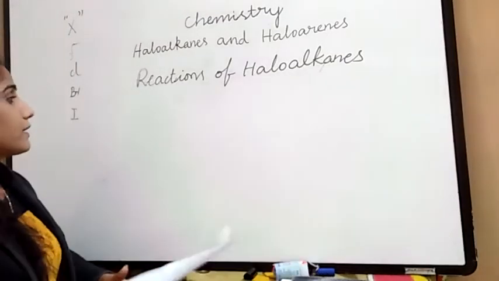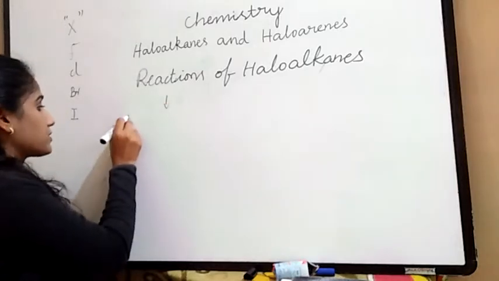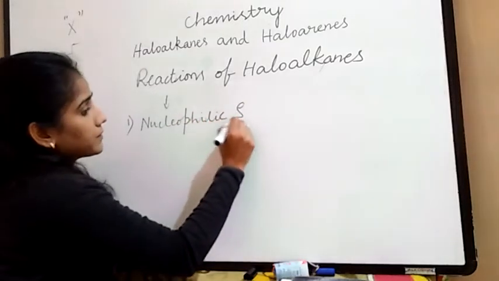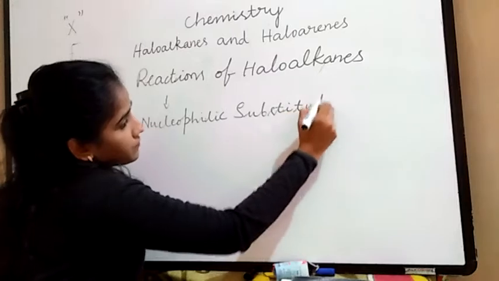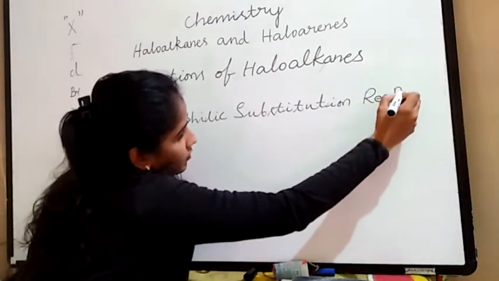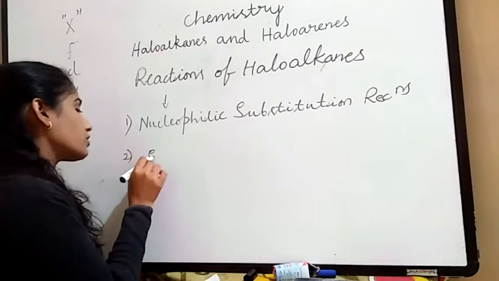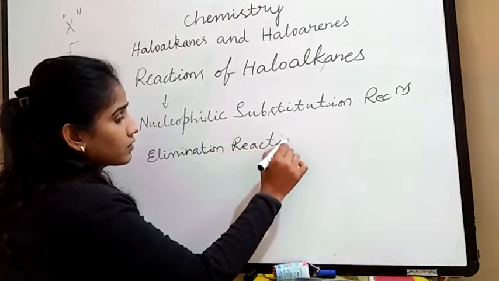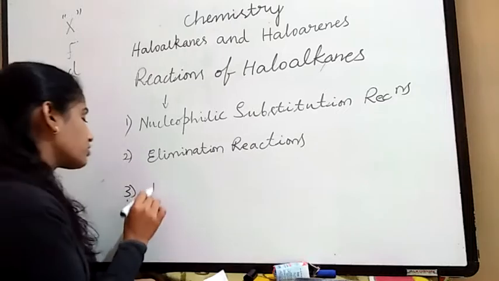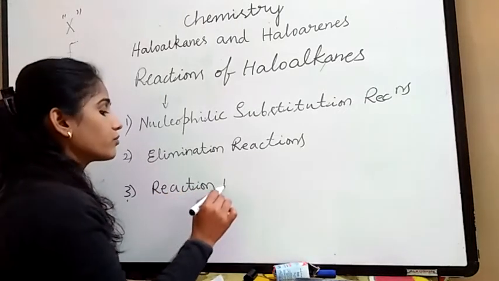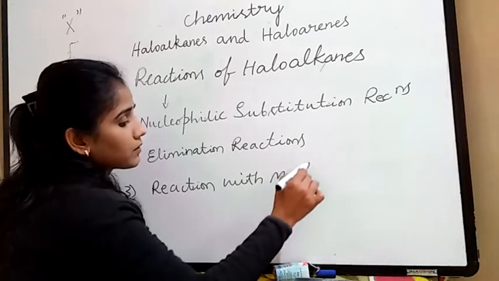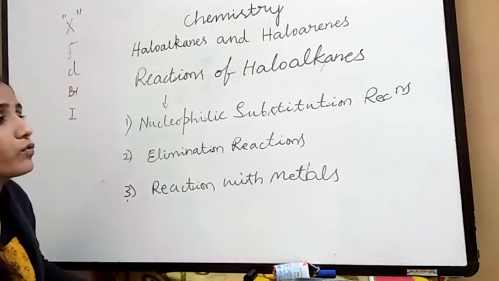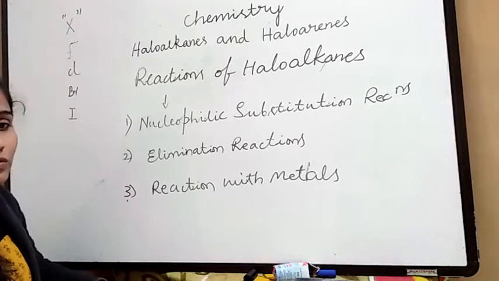The reactions of haloalkanes may be classified as three types: nucleophilic substitution reactions, elimination reactions, and the third one is reaction with metals.